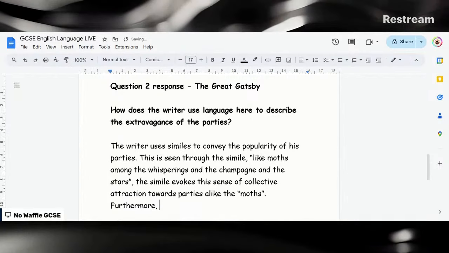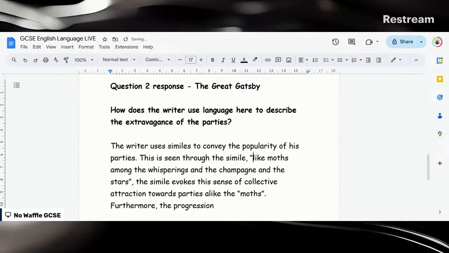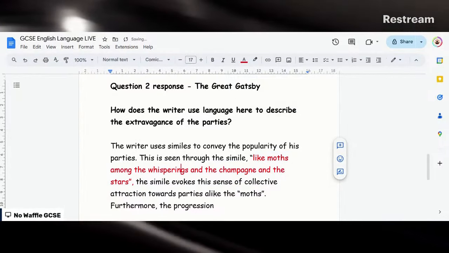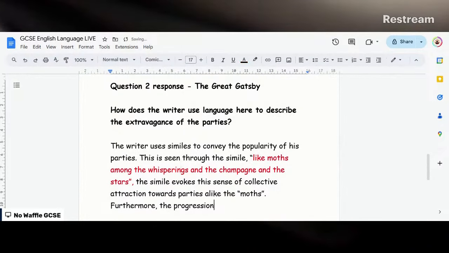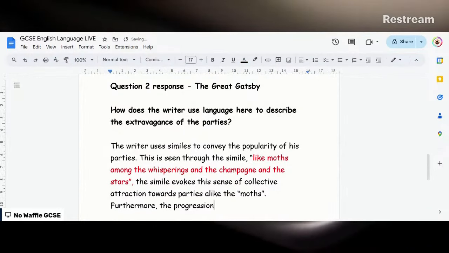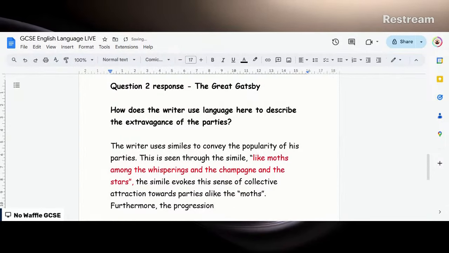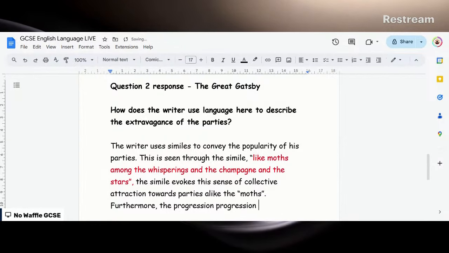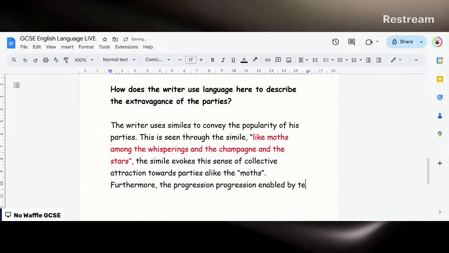So furthermore, the progression, because we want to talk about, this is a really nice quote that we mentioned, because there's a progression. You've got going from whisperings, champagne, and stars. So these are the things surrounding by the and look at that progression. So you've got whispering, champagne, and stars. So the progression enabled by the asyndetic listing.